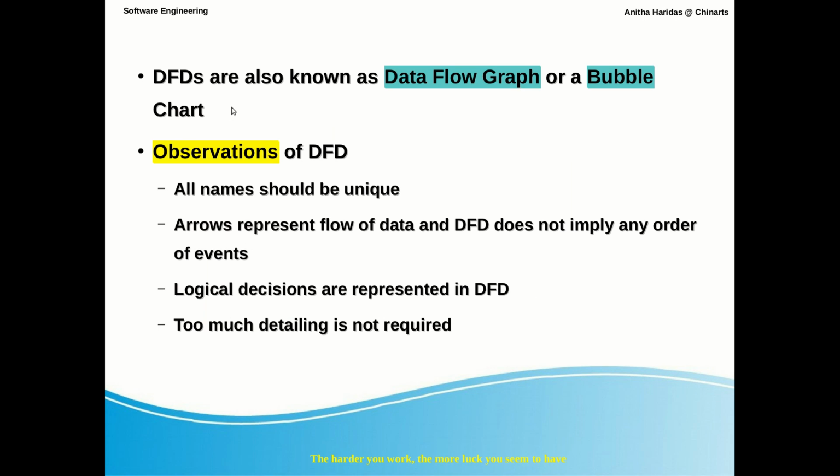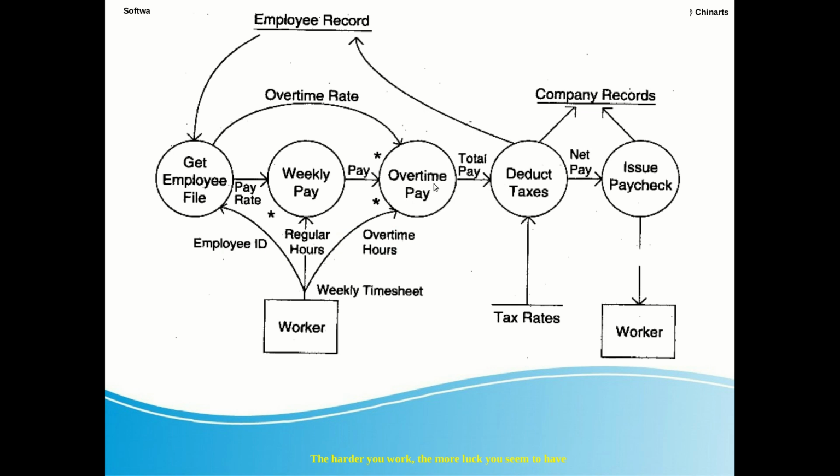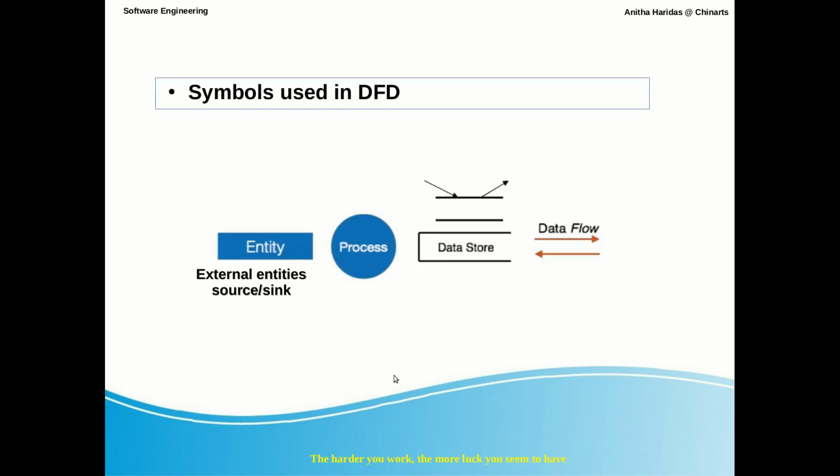Data flow diagrams are also known as data flow graphs, or they are called bubble charts. Now, some of the observations of the data flow diagram: all the names should be unique in the data flow diagram. For example, all the names here for the processes, for the entities, for the information, etc., are all unique. You cannot have the same process name here as well as here. The process names, everything must be unique.